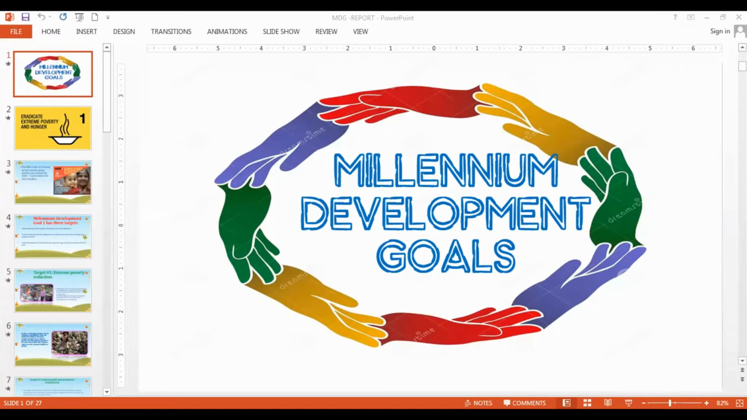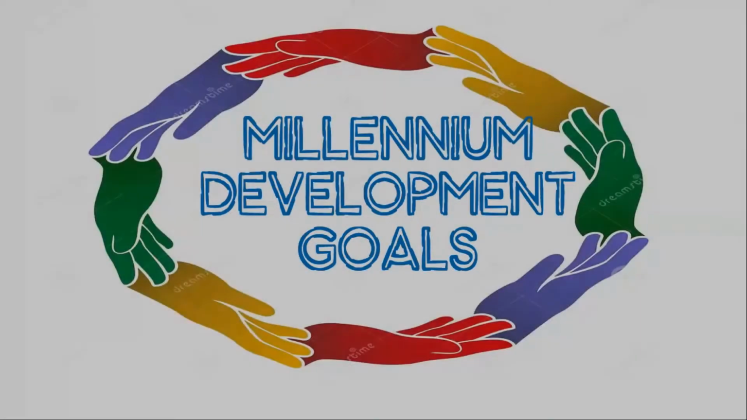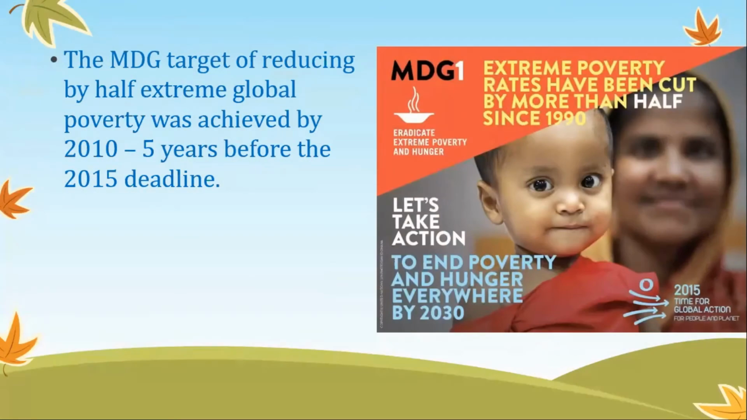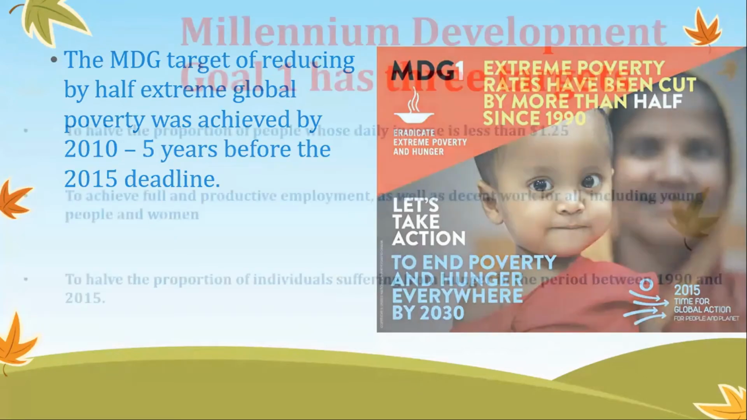So the MDG has 8 goals. The first one is to eradicate extreme poverty and hunger. The MDG target of reducing by half extreme global poverty was achieved by 2010, 5 years before the 2015 deadline.